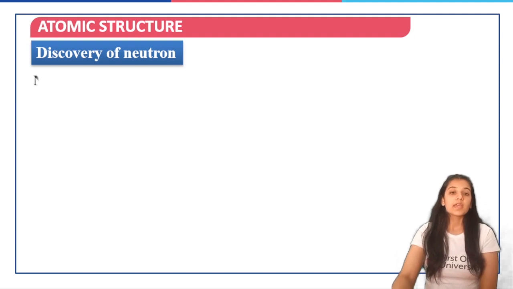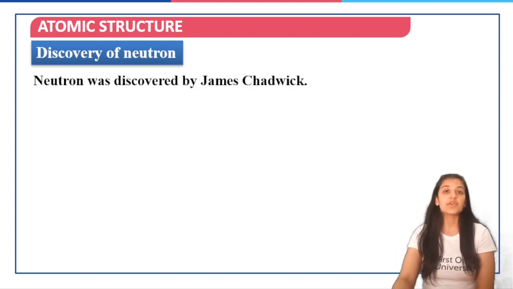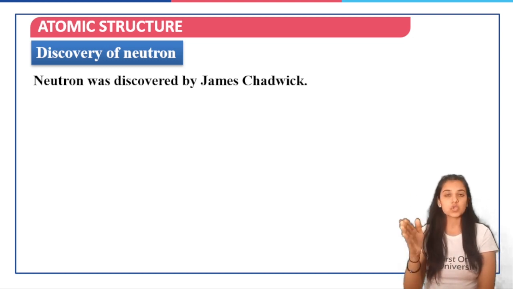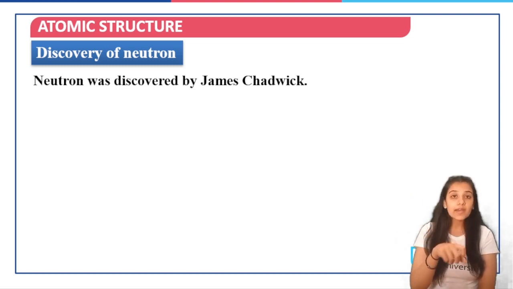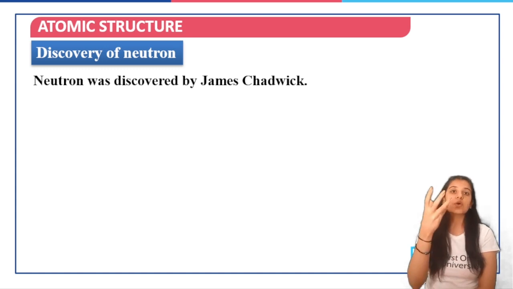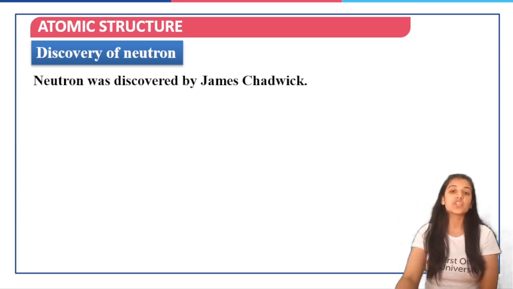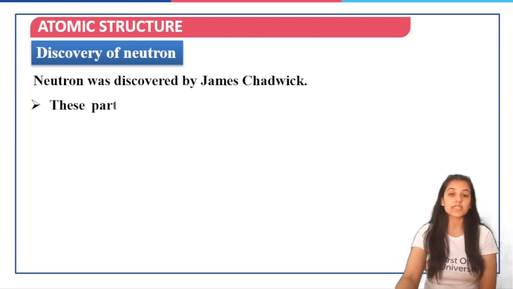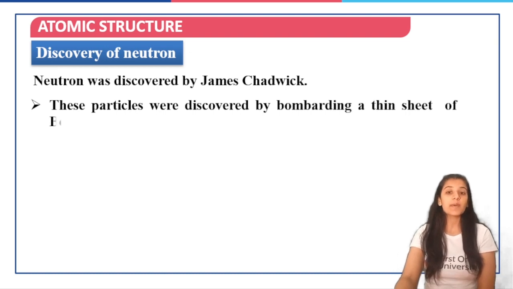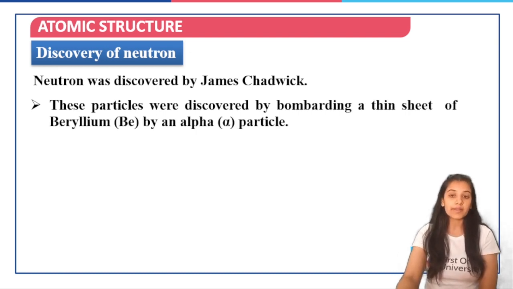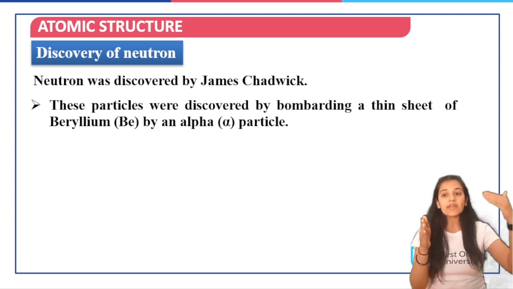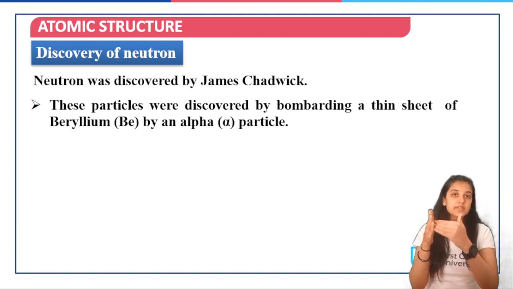Okay. Next was the discovery of neutrons. So we know that electrons arise from the cathode and protons arise from the anode. Now, where is the place for the birth of the neutron? Neutron was discovered by James Chadwick. You have to remember the names of the scientists who discovered electron, protons, and neutrons. Now, these were the particles which were discovered by bombarding a very thin sheet of beryllium. So, we took a very thin sheet of beryllium and we bombarded it with alpha particles, and this led to the discovery of neutrons.